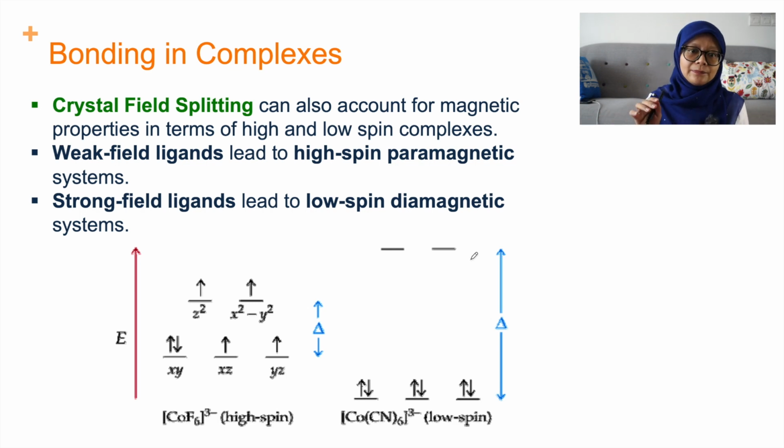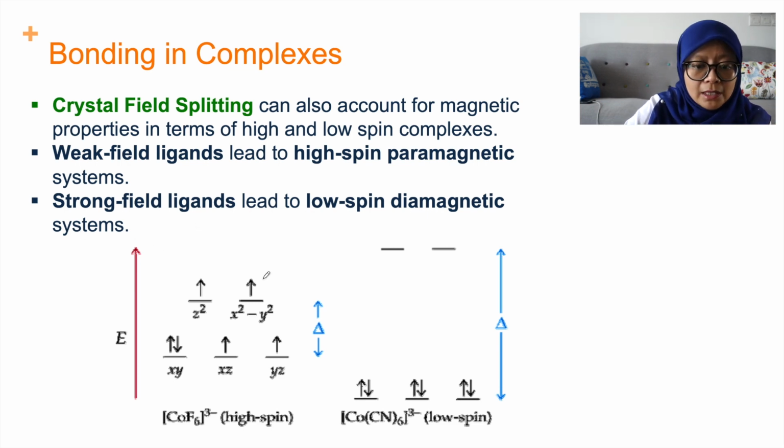Then the crystal field splitting can also account for magnetic properties in terms of high and low spin complexes. If you have weak field ligands, usually it will lead to a high spin paramagnetic system, and if you have strong field ligands, usually they will lead to a low spin diamagnetic system. But in this situation, you need to count the d electrons first.